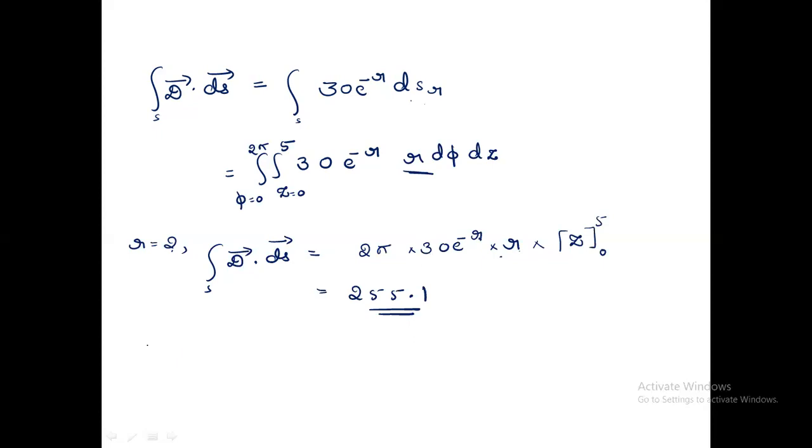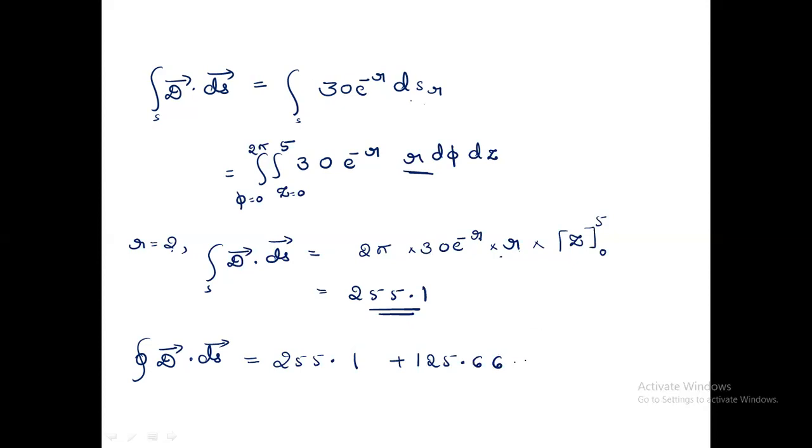Okay. So now let me consider the whole flux, nothing but the closed integral of D dot dS. What will it be? Psi top plus psi bottom plus psi curved. That is nothing but 255.1 plus 125.66.